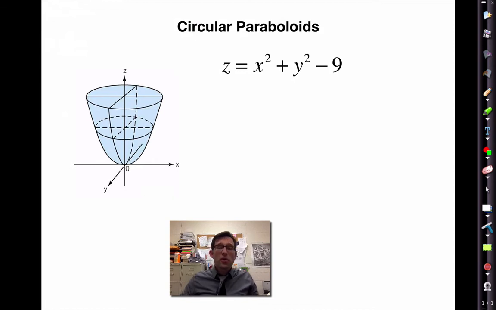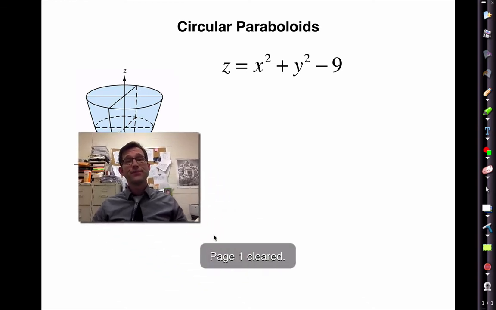So circular paraboloids, the one that we just looked at was z equals x squared plus y squared minus 9. This one, the kind of generic one pictured here, is very likely z just equals x squared plus y squared. That's the most basic one. What I'm going to do now is I'm going to actually open up my grapher. Okay? So let me open up grapher now.